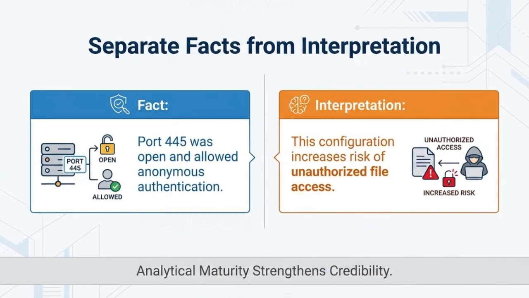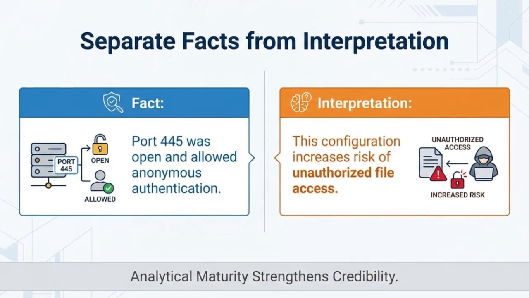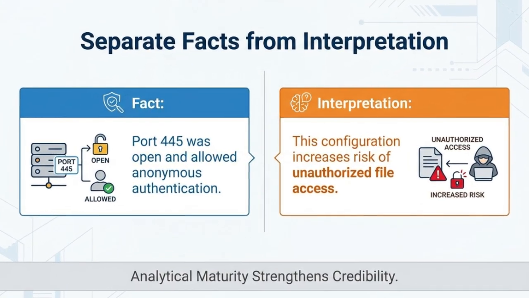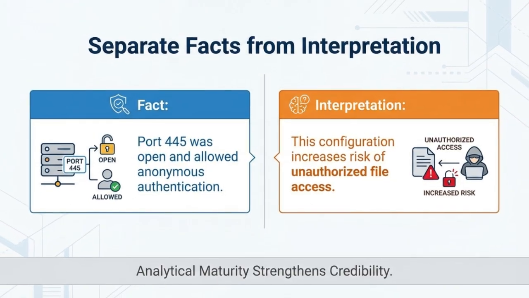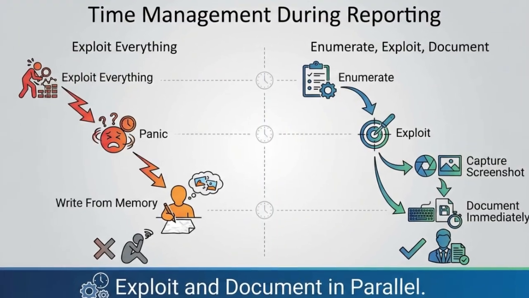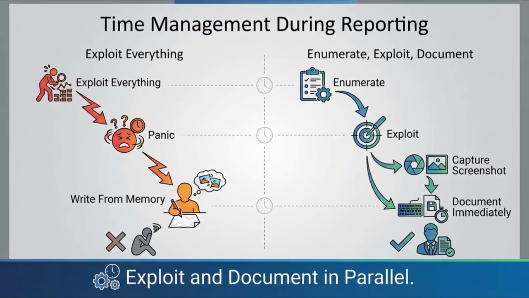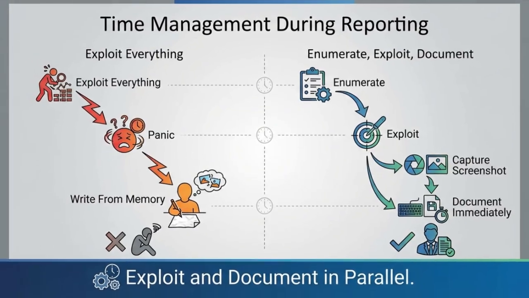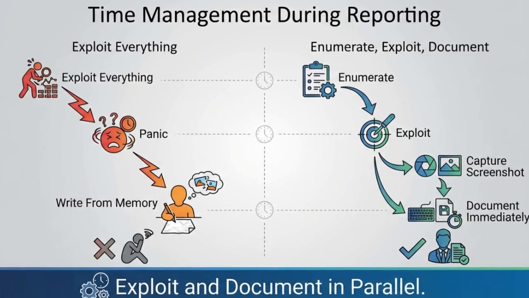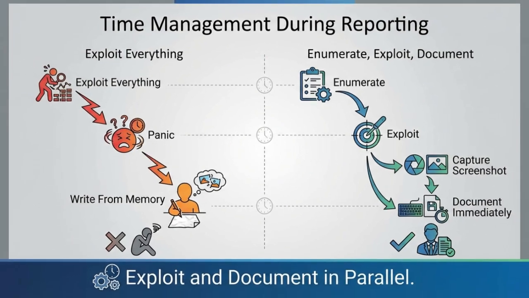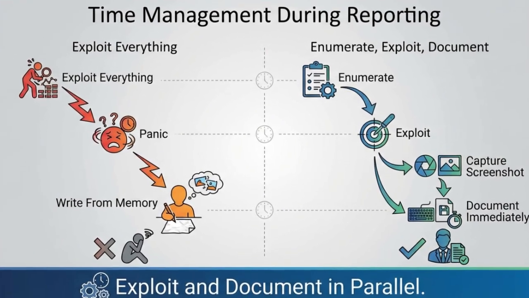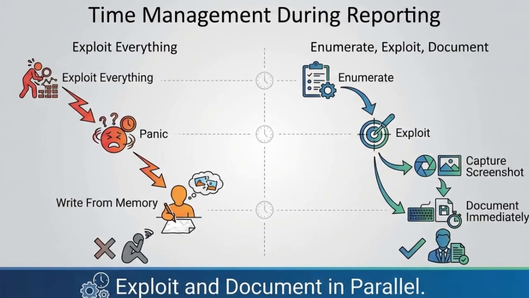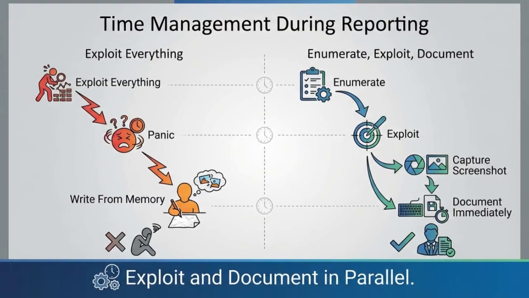Number 6. Time management during reporting. In OCP, you do not have unlimited time to write. This is where preparation matters. If your notes are structured properly during exploitation, report writing becomes assembly, not reconstruction. Common time-wasting behaviors include rebuilding commands from memory, searching for missing screenshots, trying to recall sequence of steps, and fixing formatting issues last minute. Structured documentation during the exam prevents this. Your workflow should be exploit, document immediately, move on, not exploit everything, panic later, write from memory. Professional testers document continuously.